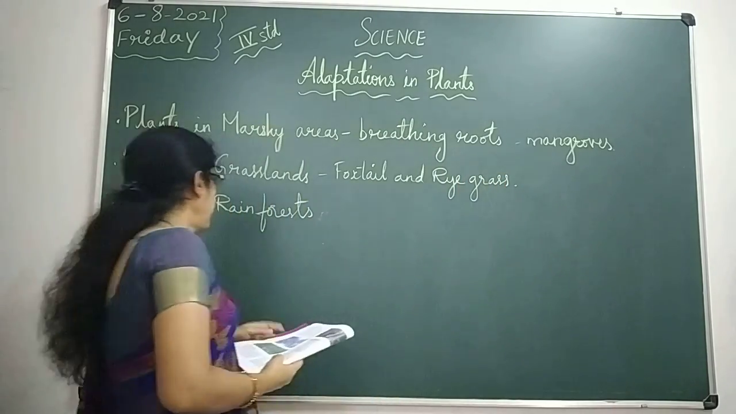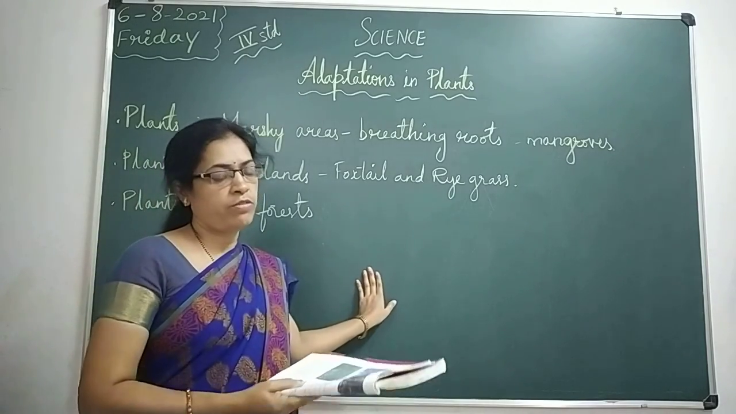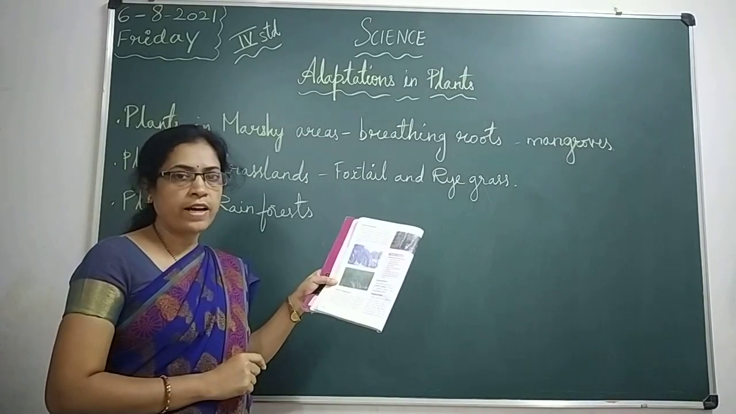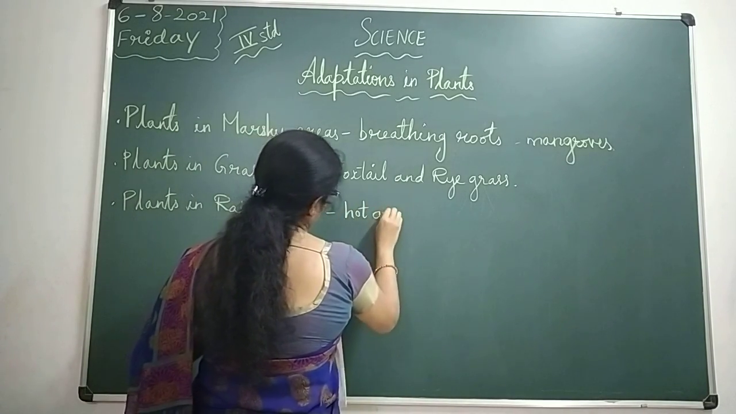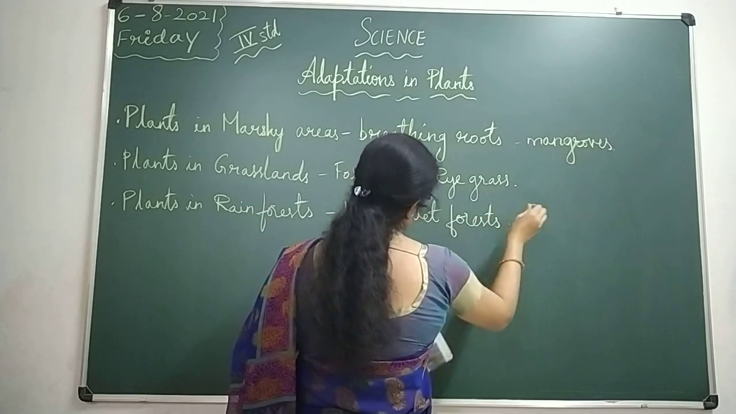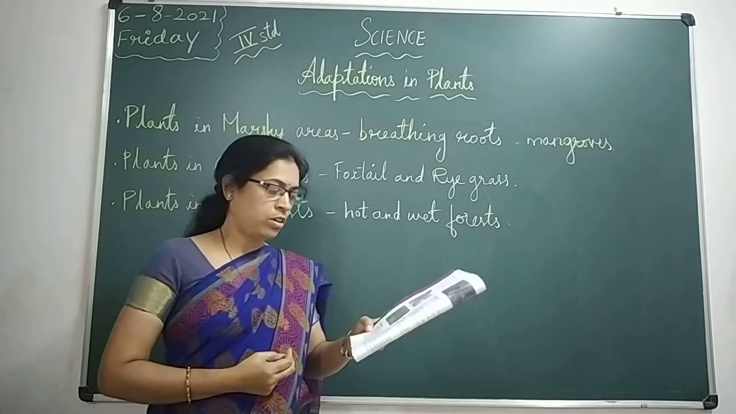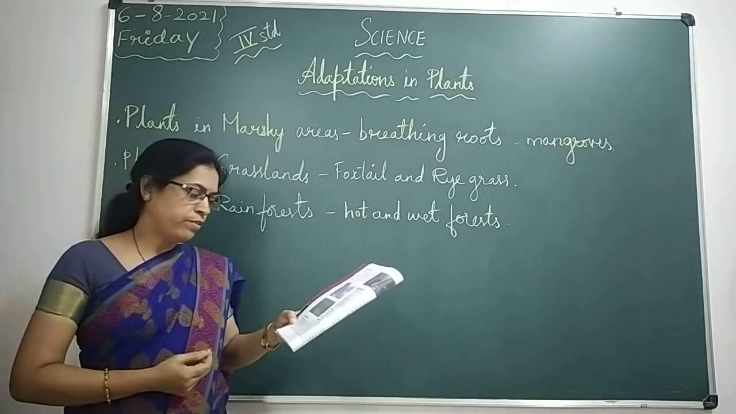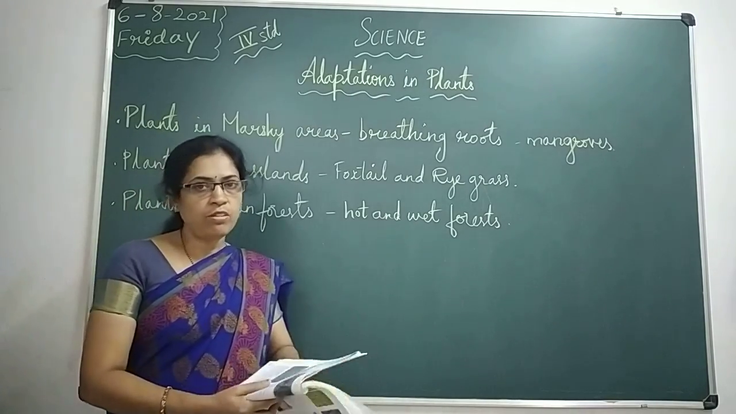Okay, next is plants in rainforest. So children, rainforests receive very heavy rainfall. They are also known as hot and wet forests. The tall trees are evergreen and have a thick crown. Short trees and climbers also grow in rainforests. Examples of rainforest plants are palm and orchids.